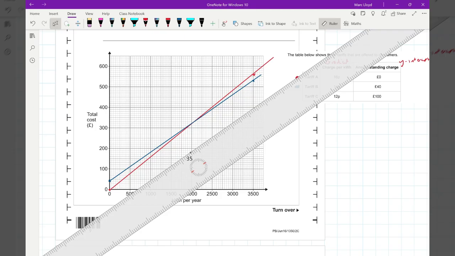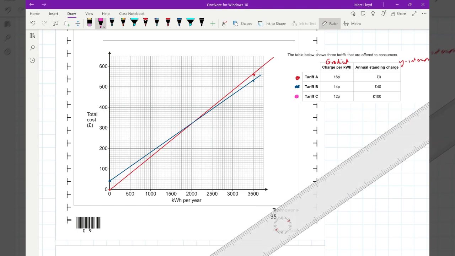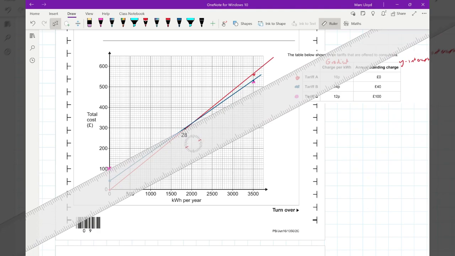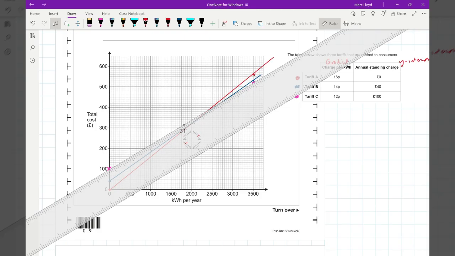Right, tariff C. We'll do that one in black, or should we? I think we'll go pink. That's going to be a bigger difference. So we've got our start point at 100. 0.12 times by 3,500 plus the 100 gets to 520. Is that right? I just want to double check that. Well, it is, it's 520. Yeah. Goodness me. Right, that goes into there. Okay.